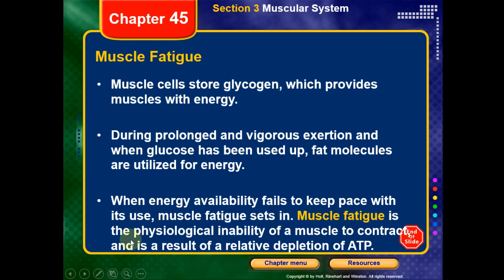Muscle fatigue is the physiological inability of muscle to contract and is a result of relative depletion of ATP. Depletion of ATP results from overusing your muscle, doing a lot of work without getting good supplies of energy.